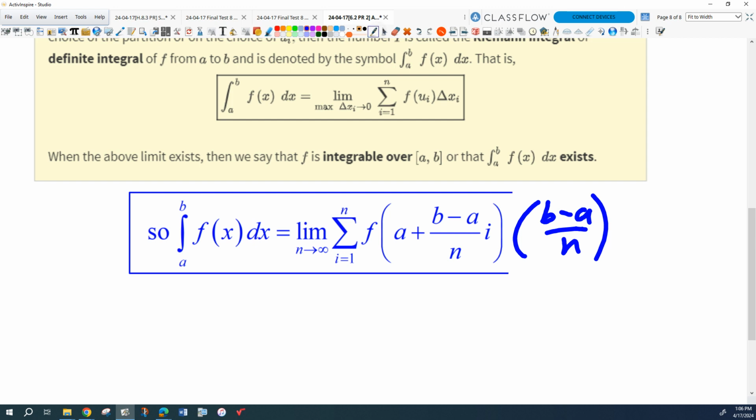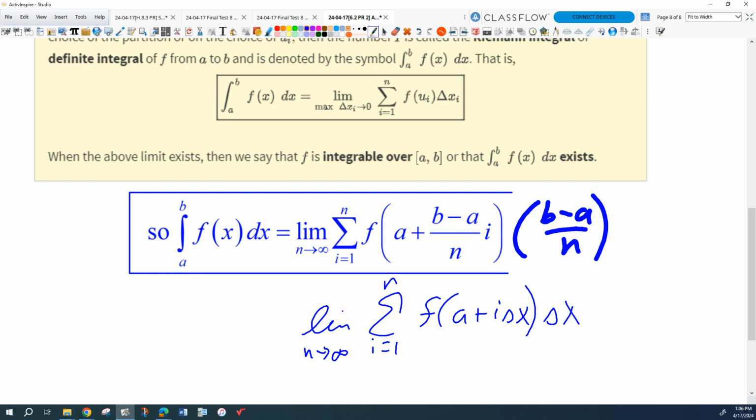So really an easier way of saying this is just the limit as n approaches infinity of the sum of f of x sub i, which we'll call a plus i delta x, times delta x as i goes from 1 to n, remembering that delta x is just b minus a over n, right? Taking that limit gives us an exact answer, okay?